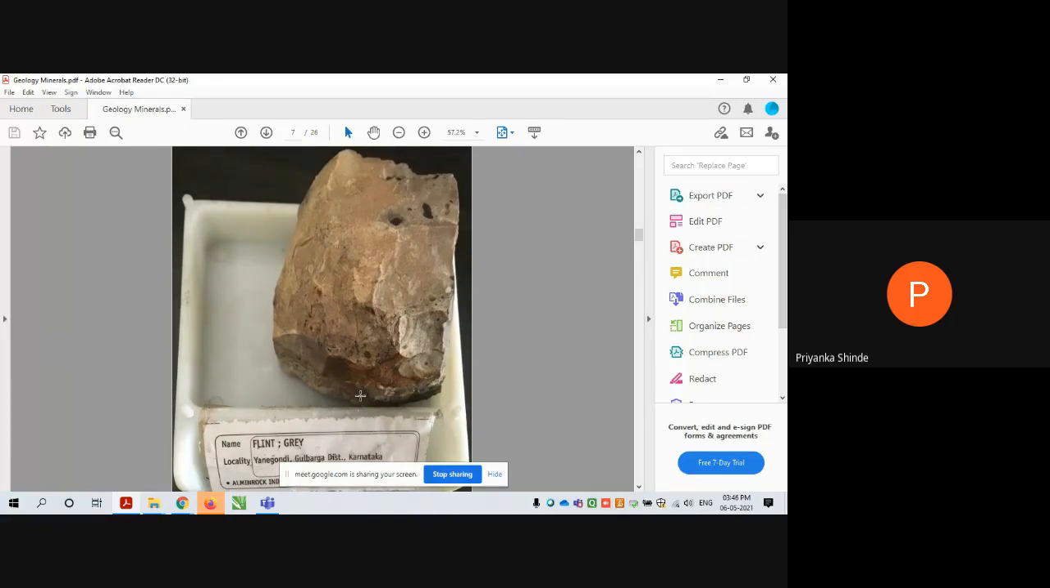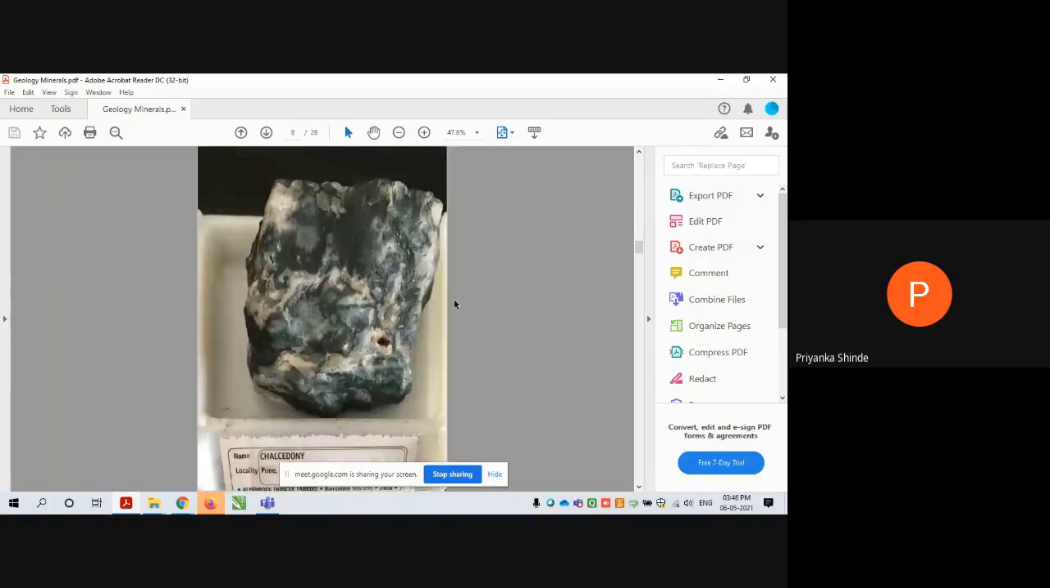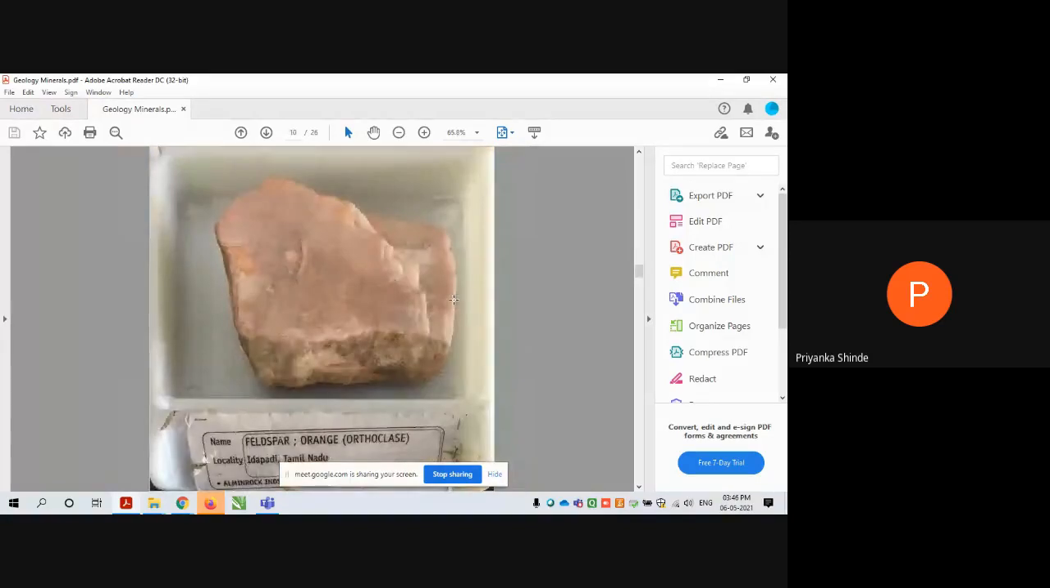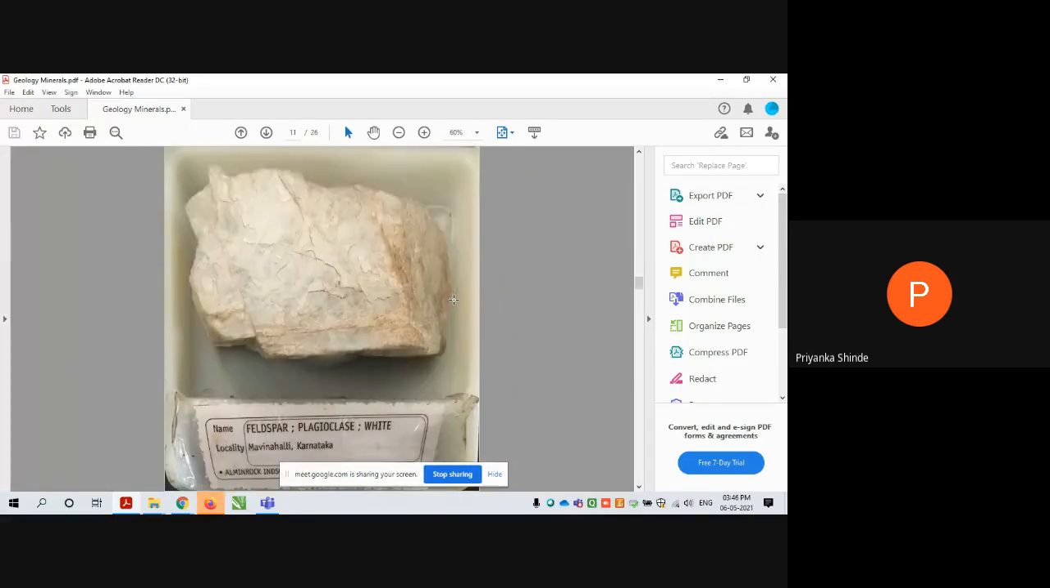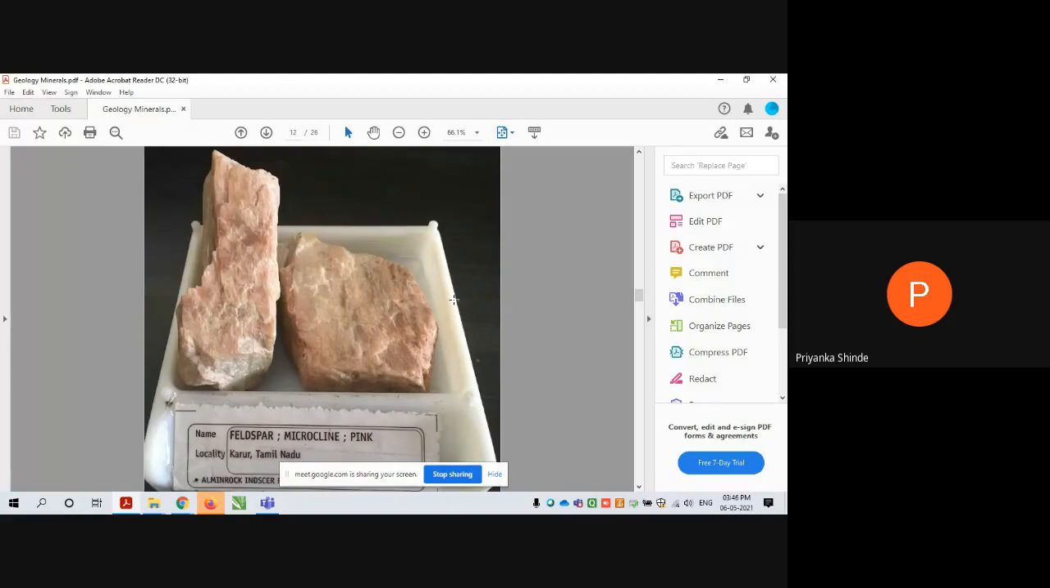Okay, so this is how you have to study all the minerals. Now I have told you how to study the physical properties of the quartz group. Next we'll move on to the feldspar group of minerals. In this we have three minerals, that is orthoclase, plagioclase and microcline. These are the three minerals which come under the feldspar group.